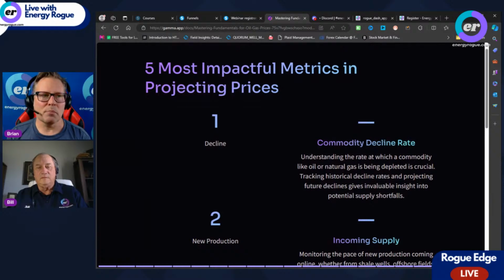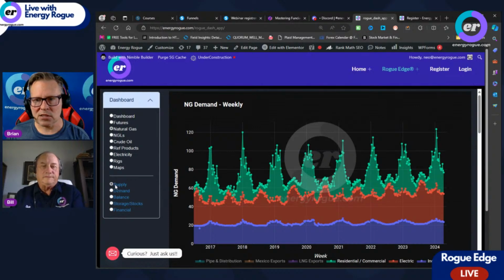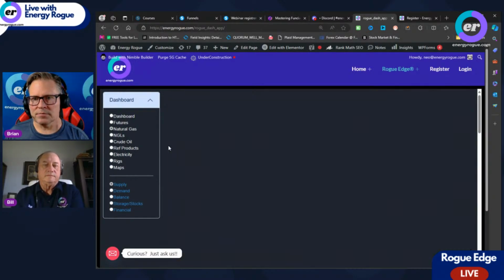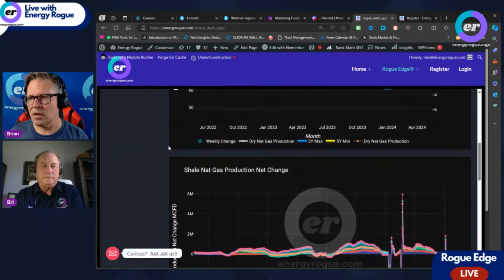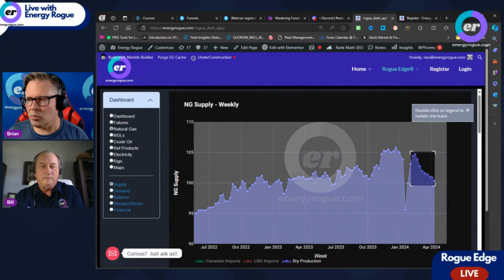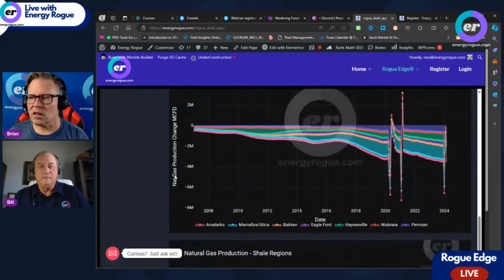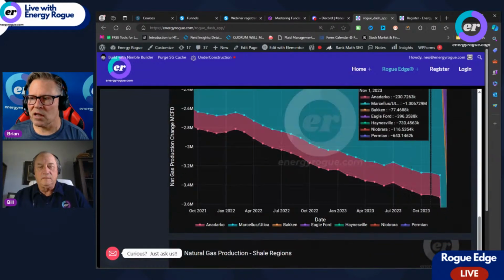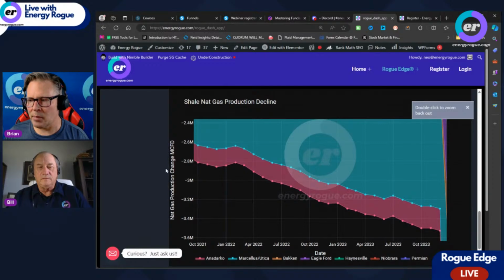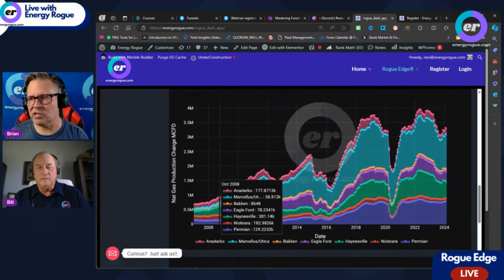Here are the five most impactful metrics in projecting prices. You should look at the decline rates of the commodity. For example, on the natural gas supply side of the equation, do me a favor and do not just look at one variable and say, oh, production is dropping, so it's going to continue. You need to look at what the decline rate is, where those declines are happening, and what basin they are happening in. At 100 BCF a day, we're declining over 3.4 BCF every single day.